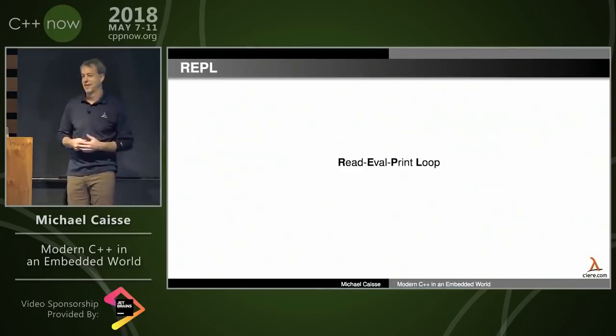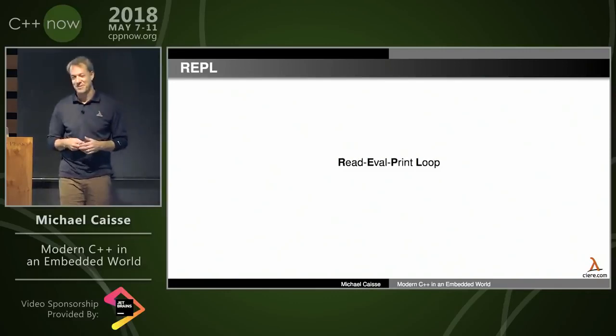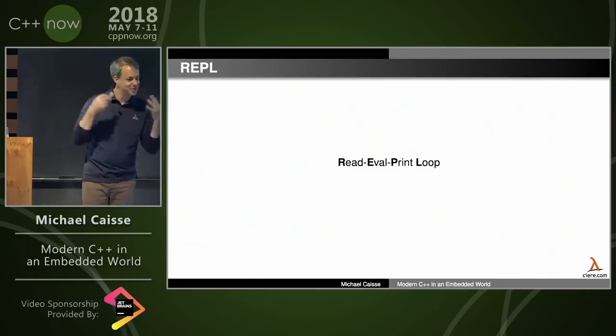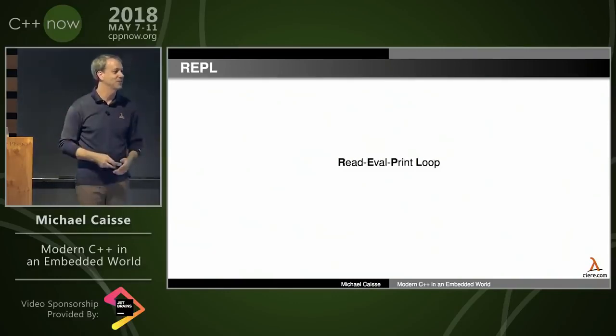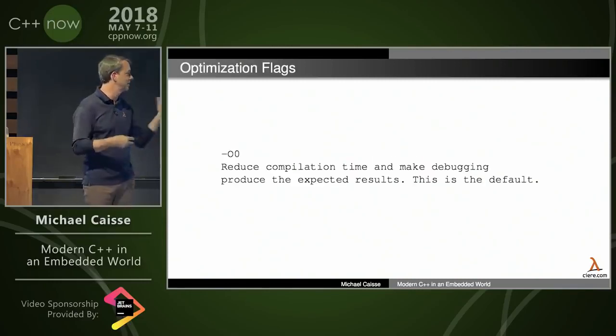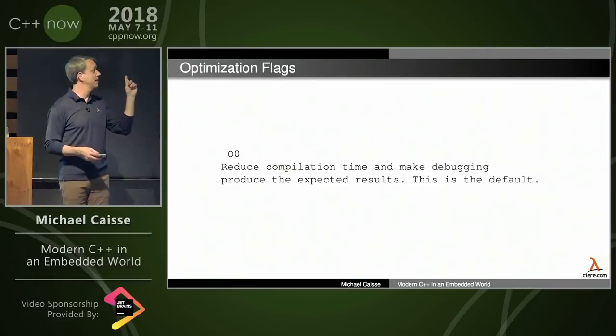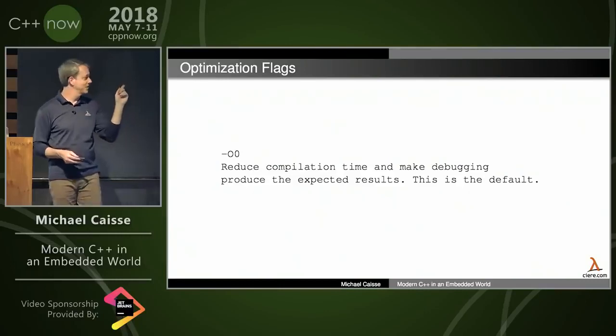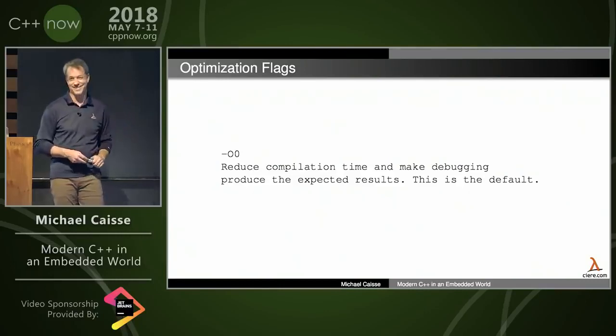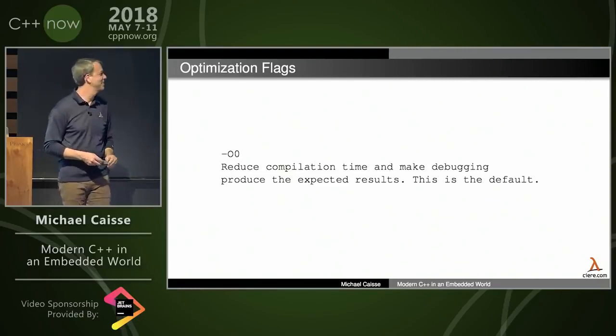This is not a REPL system. It's not read, evaluate, print, loop, right? Reason about your code. Write your code in such a way that you can use high-level abstractions without having to do this. This is actually why, by the way, people use O0. They look it up and they say, reduce compilation time and make debugging produce the expected results. This is the default.